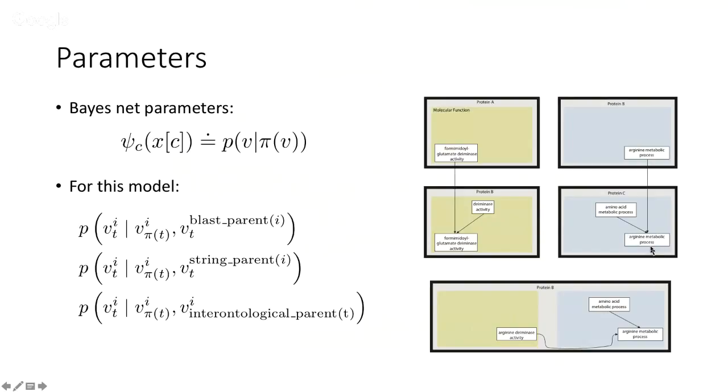One is the probability of a biological process term given its parent biological process term and its corresponding biological process term in a functionally associated protein, in the most functionally associated protein, actually. And we have this interontological parameter, which is the probability of a Go term given its parent Go term and its interontological parent term.